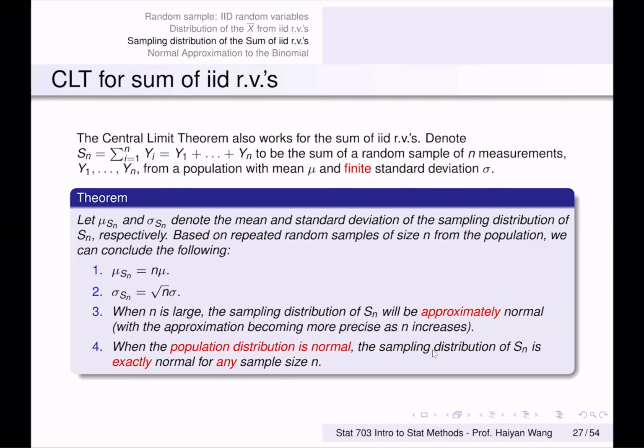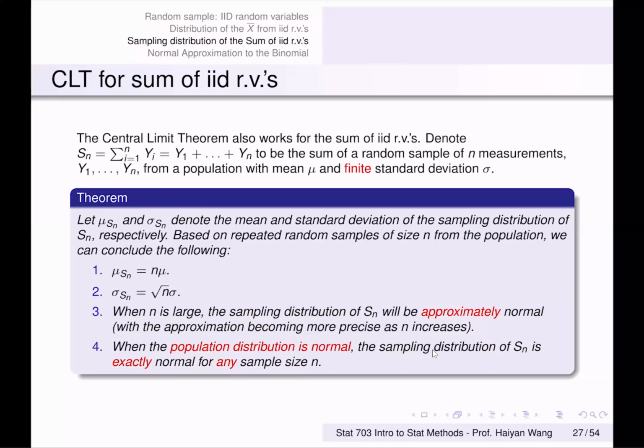This random variable would have an approximately normal distribution with the mean equal to n times the population mean and the variance equal to n times the population variance. Therefore, the standard deviation would be the square root of n times the standard deviation from the population. And here we also need n to be large, so this distribution is approximate when n is large.